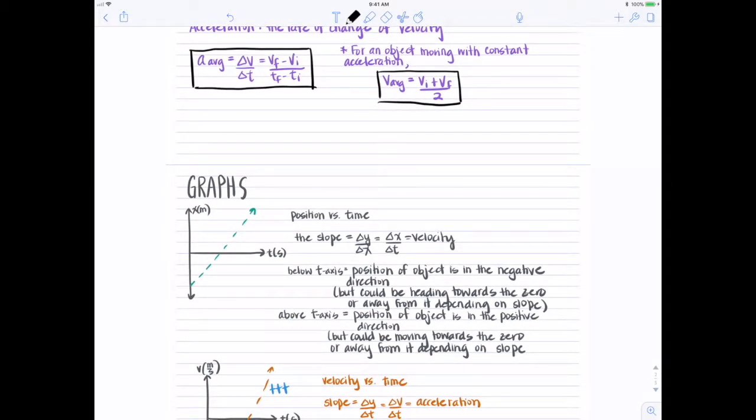So we saw a position versus time graph where the slope on this graph was equal to velocity. Any points below the t-axis means that the position of the object is in the negative direction, but remember that the object could be heading towards the zero or away from it depending on the slope or depending on the sign of the velocity. And conversely, for above the t-axis, then the position of the object was in the positive direction, and the object could be moving either towards the zero or away from it depending on the slope or depending on the sign of the velocity.